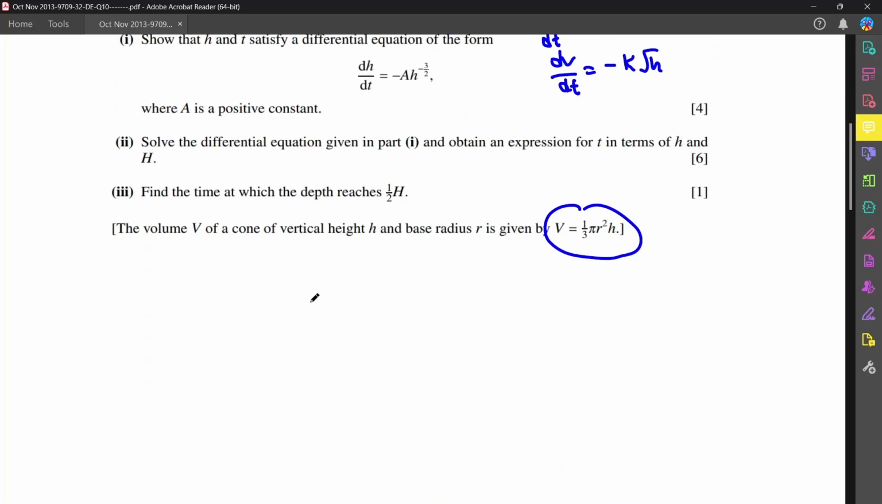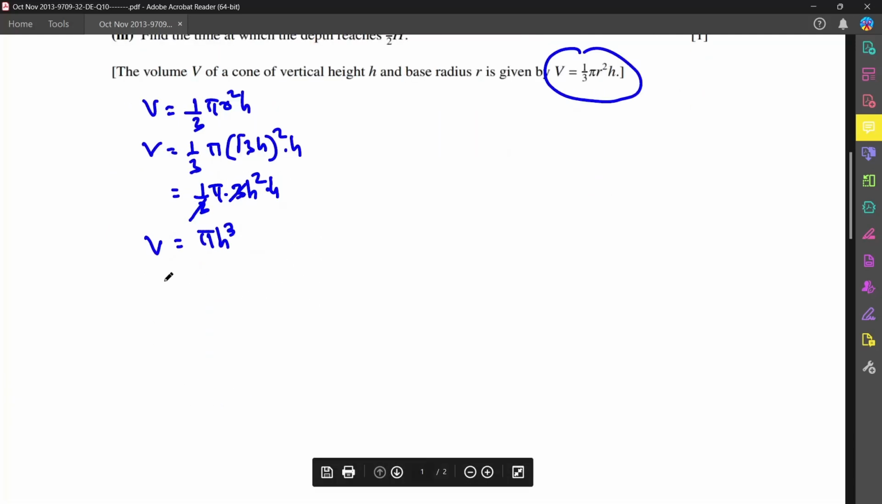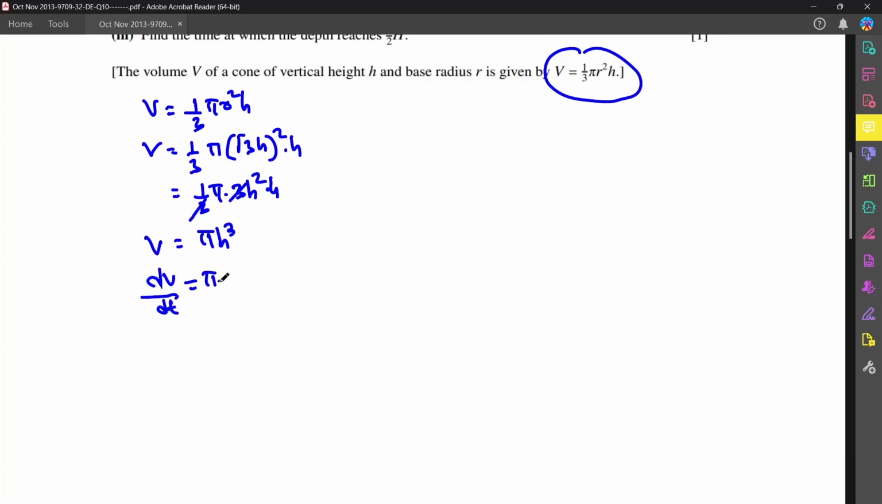We're going to use this in the volume expression V equals 1 by 3 pi r squared h. So V equals 1 by 3 pi, root 3 h whole squared, times h. That gives you 1 by 3 pi into 3h squared times h. The 3s cancel. Therefore, V is pi h cubed. Now, when we differentiate this volume with respect to time, we get dV by dt equals pi times 3h squared times dh by dt. So this is equation A.